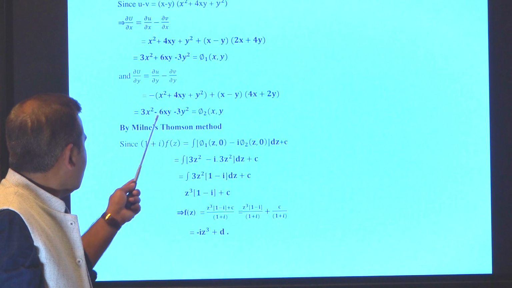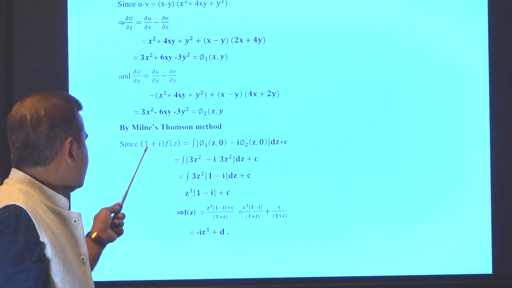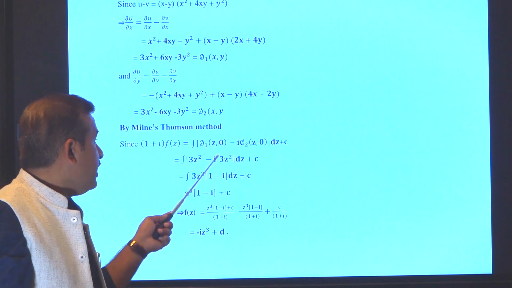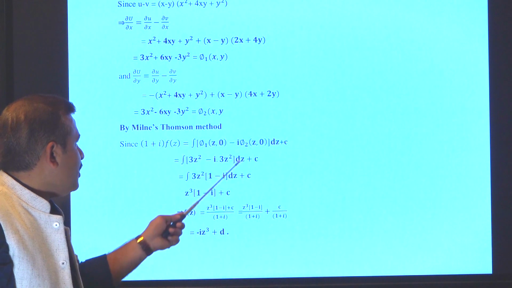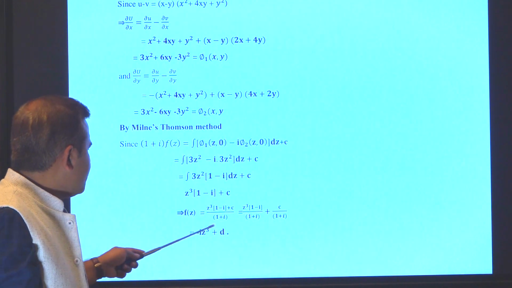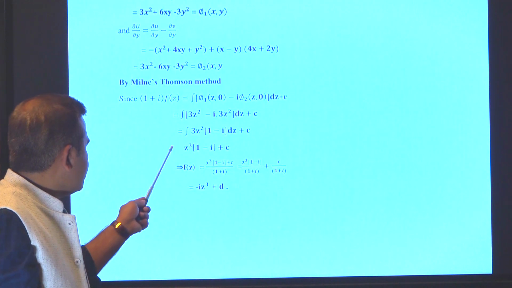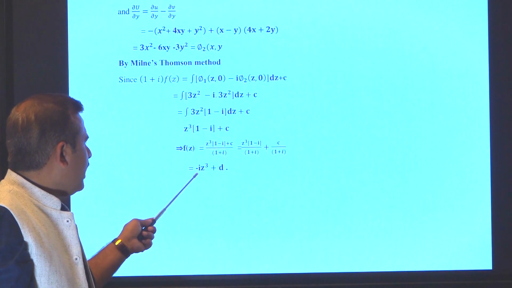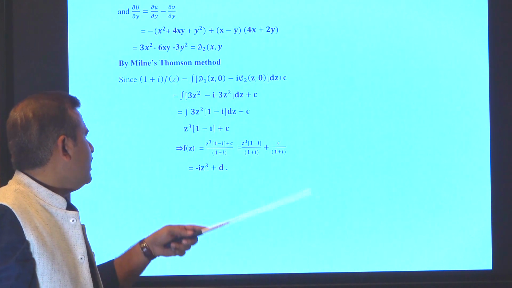Now here by the Milne-Thomson method, we have already learned this result: (1 plus i) into f(z) equal to integration of phi 1 of (z, 0) minus i times phi 2 of (z, 0), and after substituting this result, with some minor rectifications and simplification, you will find this result becomes minus i z cubed plus d.